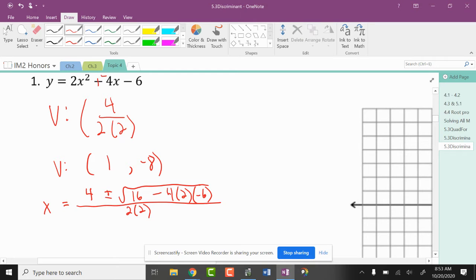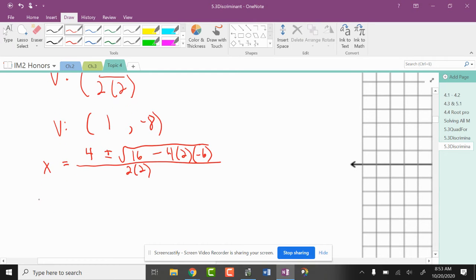How you doing over there, Sean? Fine? Taking notes over there? Uh-oh, that's a lack of response. Hope so, dude. 16 minus a negative. This is minus a negative. 4 times 6 is 24. Times 2 is, I can't think. 48. 16 plus 48 is 64. Hey, Sean, what's the square root of 64?